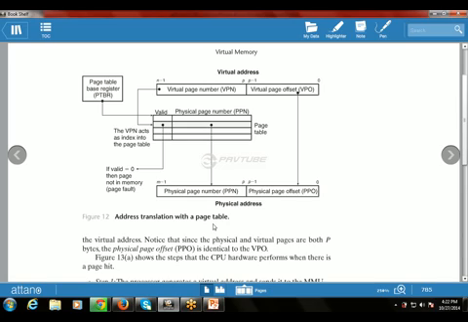This says if valid equals 0, then the page is not in the memory. This is the valid bit. This shows whether the page is available in the memory or not. If it is 0, the page is not available. If it is 1, the page is available in the memory.